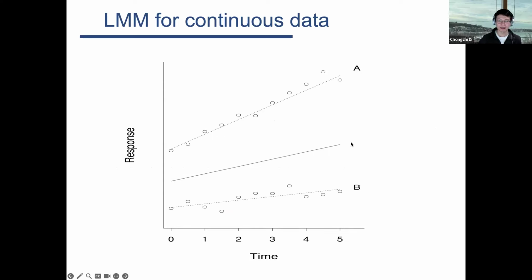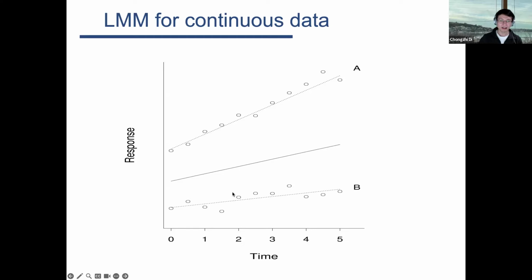the population average curve, yeah, this is the population average curve. This is the curve for A and B. Notice that they have different intercepts and different slopes, right?